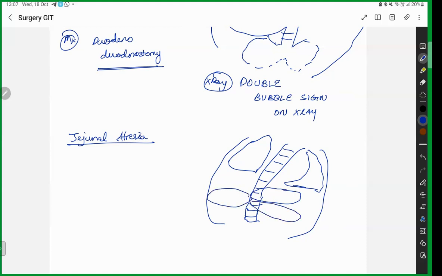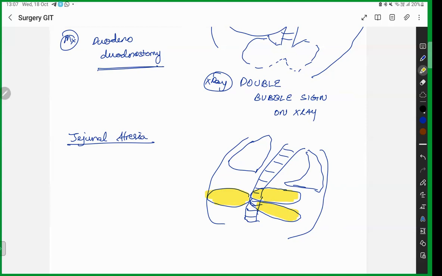So this is how your sign will be. You're going to have 1, 2, 3 bubbles, darker. The surrounding areas will be light in color, and only in this area it will be dark in color. This is going to be a triple bubble sign.